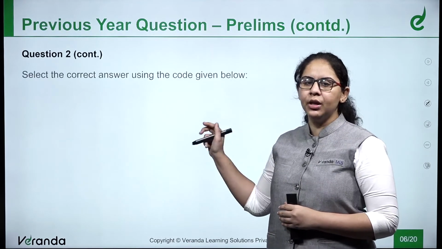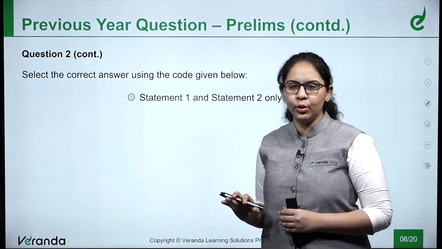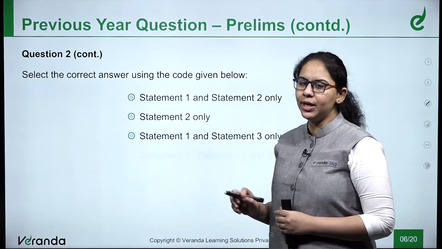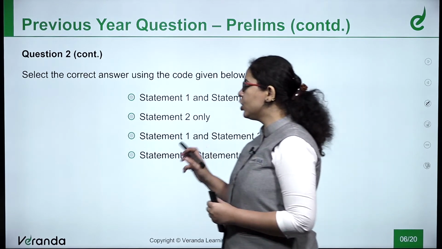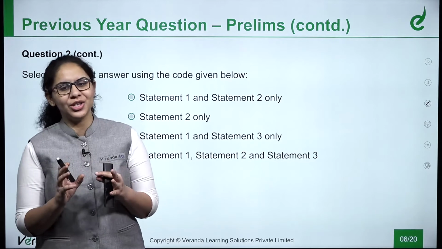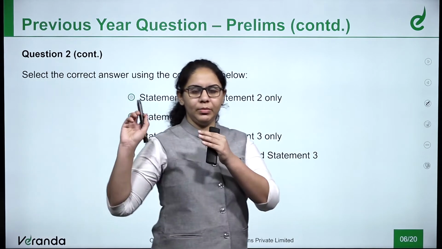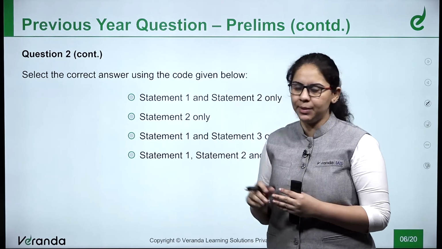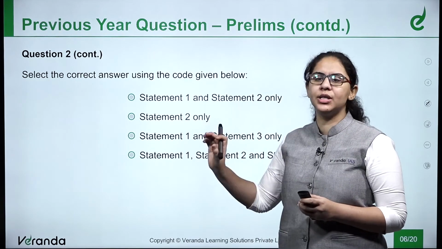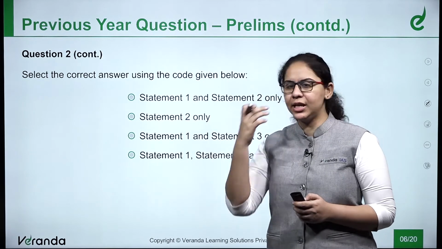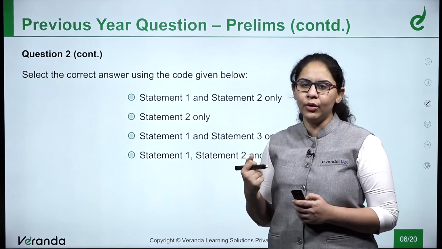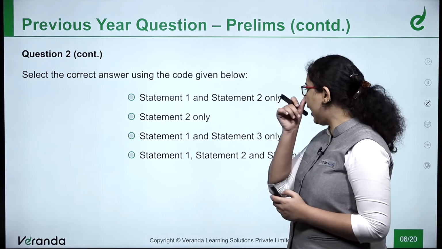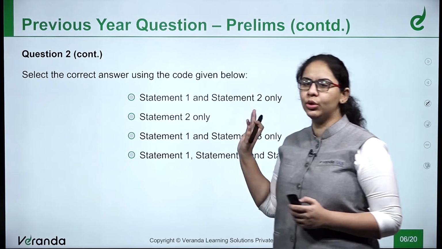How will we see? It is given, select the correct answer using the code given below. Statement 1 and 2, statement 2 only, statement 1 and 3, statement 1, 2 and 3. So even if we have half knowledge here, which we should not, but like in UPSC prelims you have to crack this, we do not know all the statements most of the time. So even if we have some knowledge that yes, the preamble reflects the ideology, the philosophy of the Universal Declaration of Human Rights, then we can eliminate the option statement 2 only, right?